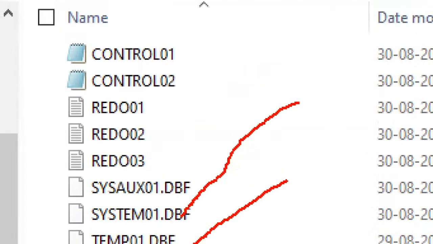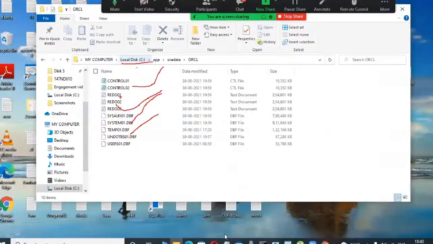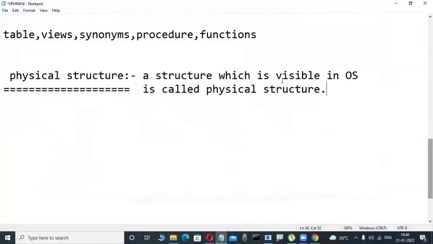Okay, fine. What is this? You don't have an idea, later you'll be familiar. Here are control files and redo log files. That's why a structure which is visible in the operating system, or maybe some files are visible or not, that is called a physical structure.